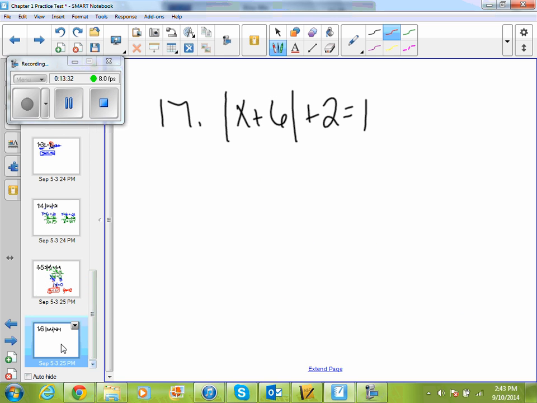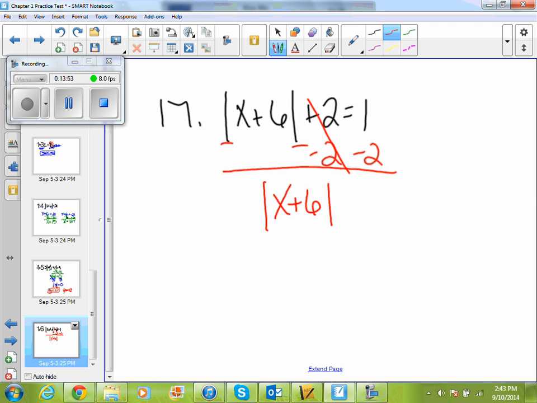Okay, so let's look at our last one, 17. The absolute value of x plus 6, plus 2 equals 1. I'm still working to get these absolute value bars by themselves, so I'm going to subtract 2. So the absolute value of x plus 6 equals what? Negative 1. Okay. Now what?